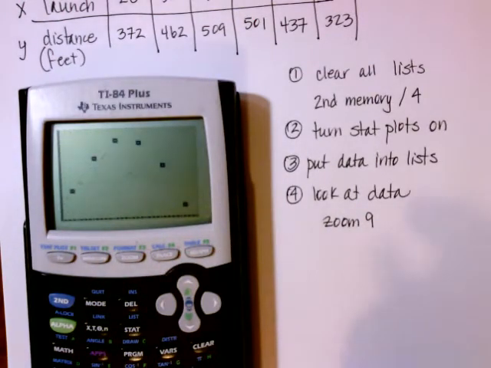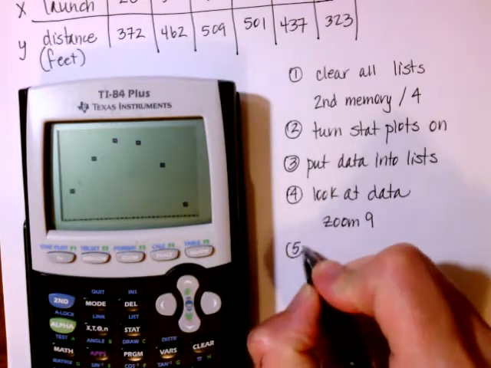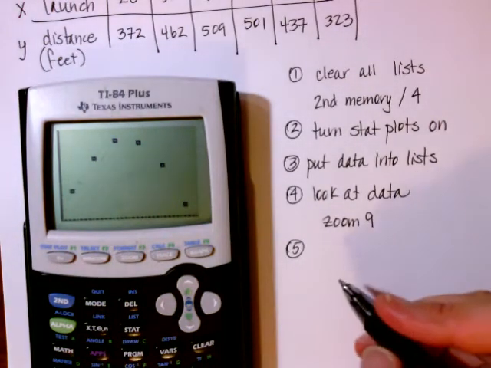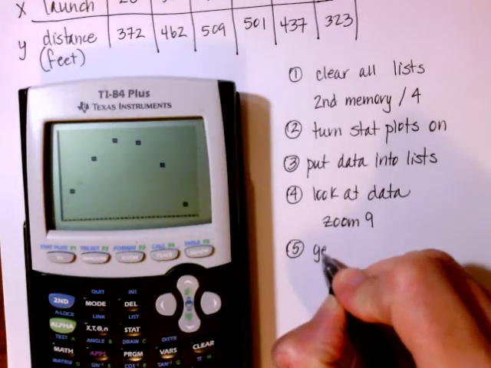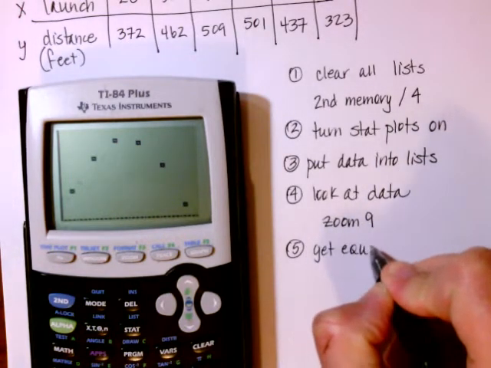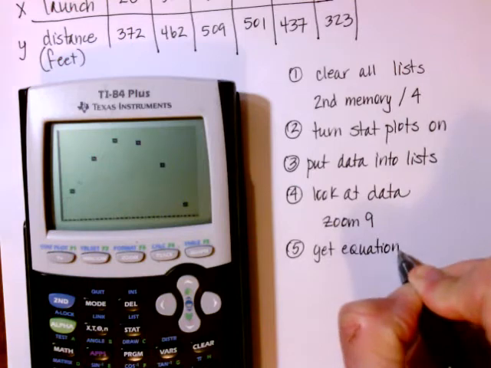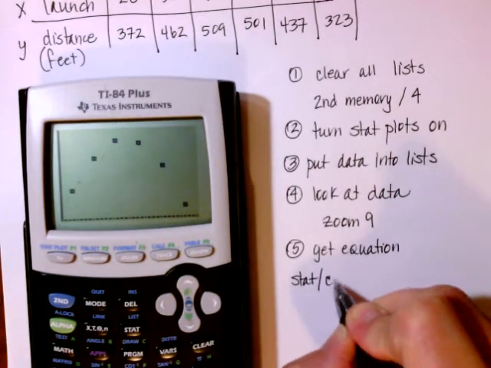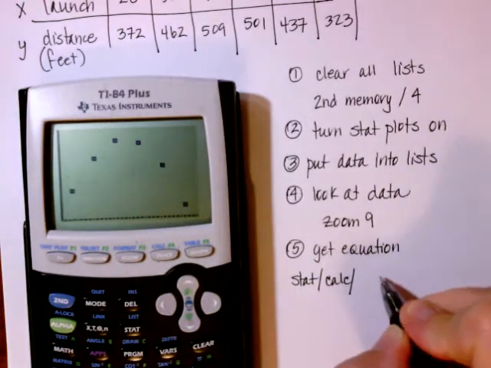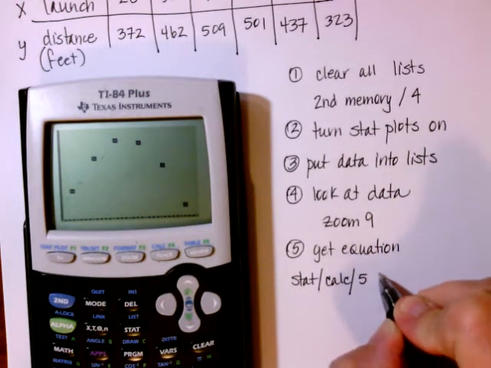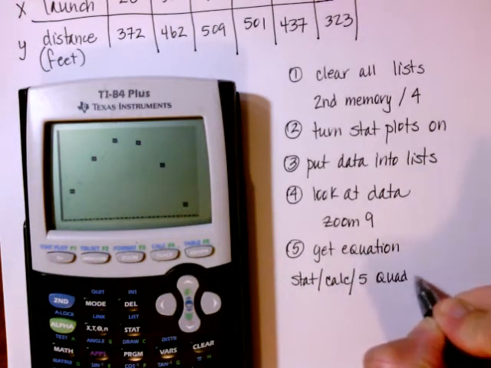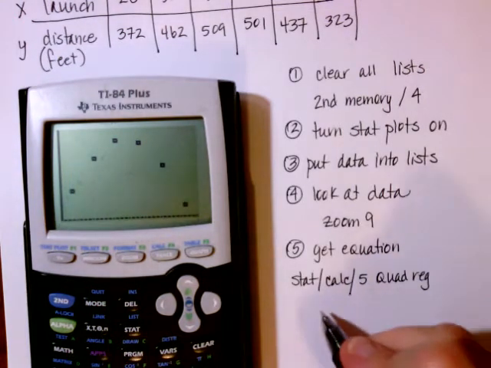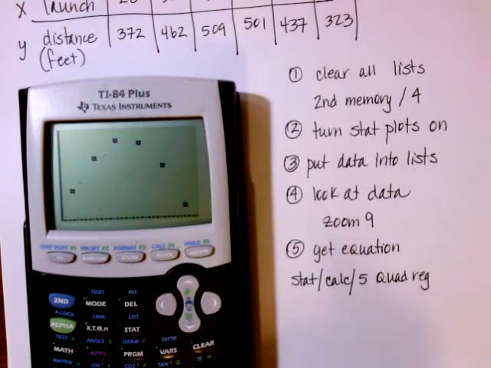Alright, so now the next step is, now that I know that my data really does look like a parabola, I want to find that equation. So I'm going to write get equation. And I'll give you the specific steps. I'm going to do stat, then calculate, and then I'm going to pick option number 5 for quadratic regression. Okay? And then I need to tell it where my data lives.